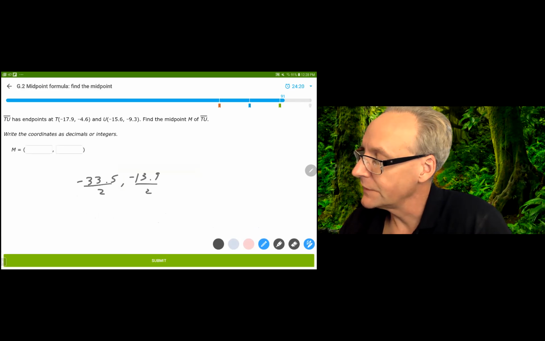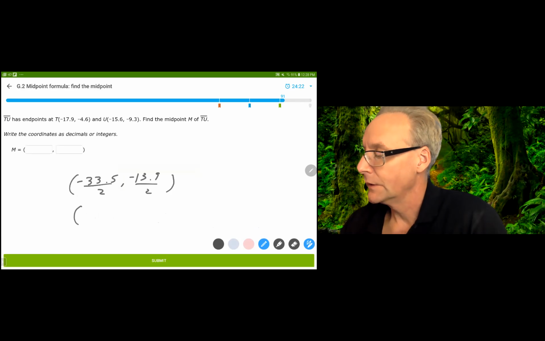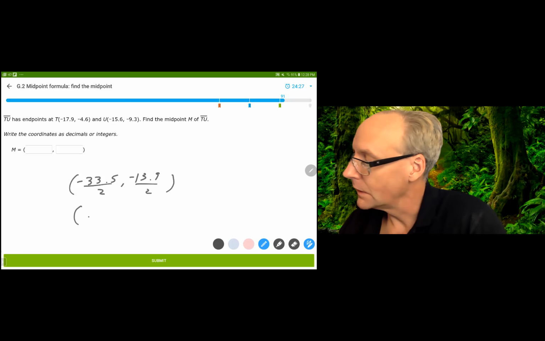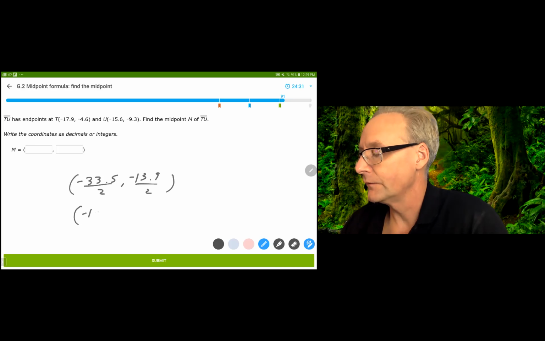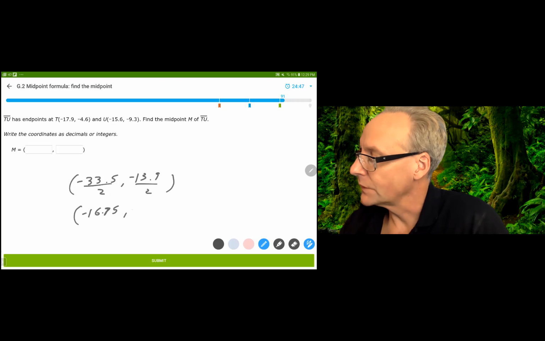Notice that I am going to take the sum and divide by 2. This is going to be negative... I was expecting to put it in. Negative 16.5. No. 16.75. Wow, I could really mess that up. And this one is going to be negative 6.95.